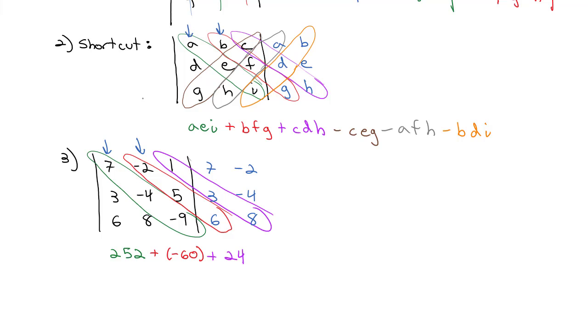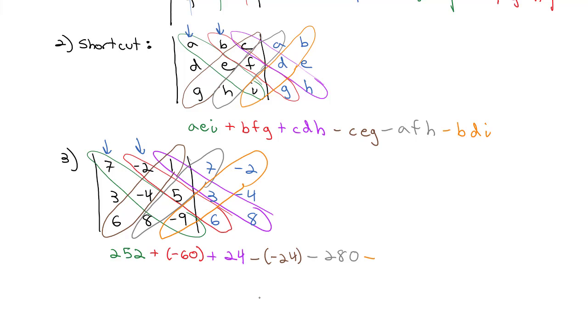And now we subtract the uphill products. 1 times negative 4 times 6 is negative 24, so we're going to subtract a negative 24. 7 times 8 times 5, 40 times 7 is 280, so we're going to subtract 280. And finally, we'll subtract the last product. 9 times 3 times 2 is 54. When we combine all of those together, we'll get the determinant of our 3 by 3 matrix to be negative 94.